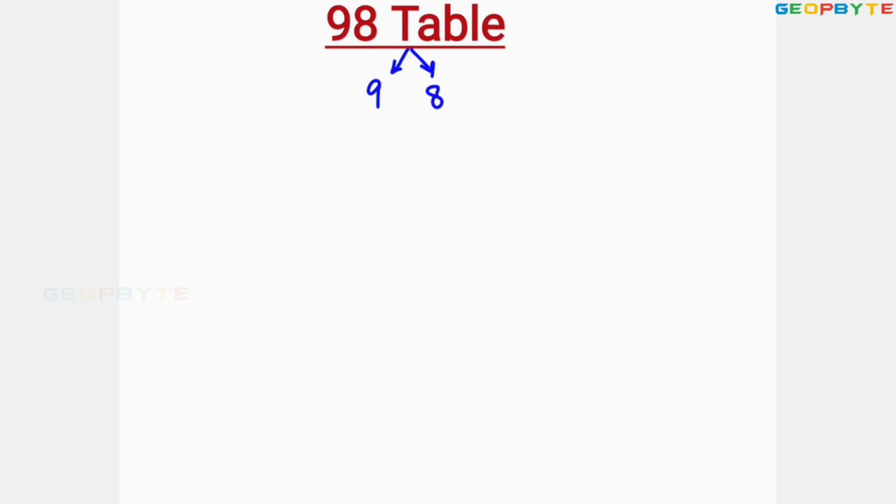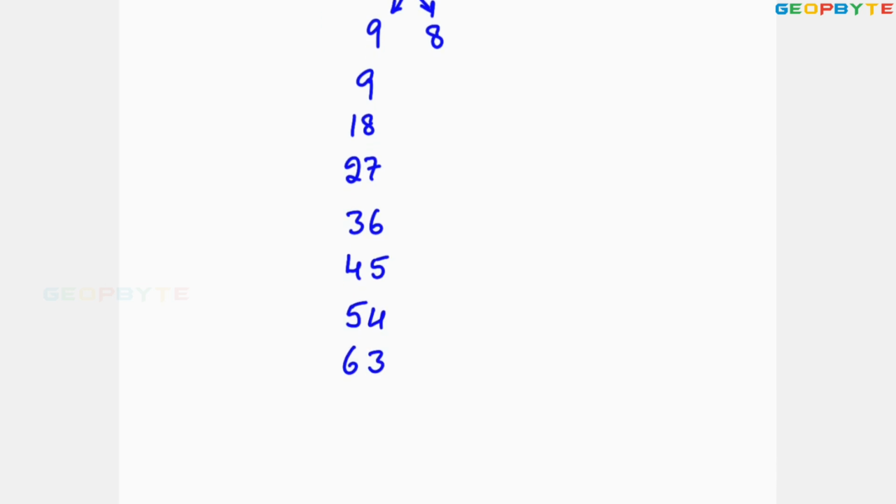9 into 1, 9. 9 into 2, 18. 9 into 3, 27. 9 table, 36, 45, 54, 63, 72, 81, 90. Similarly, 8 table, 8 into 1, 8, but write in terms of 2 digits, 0, 8.